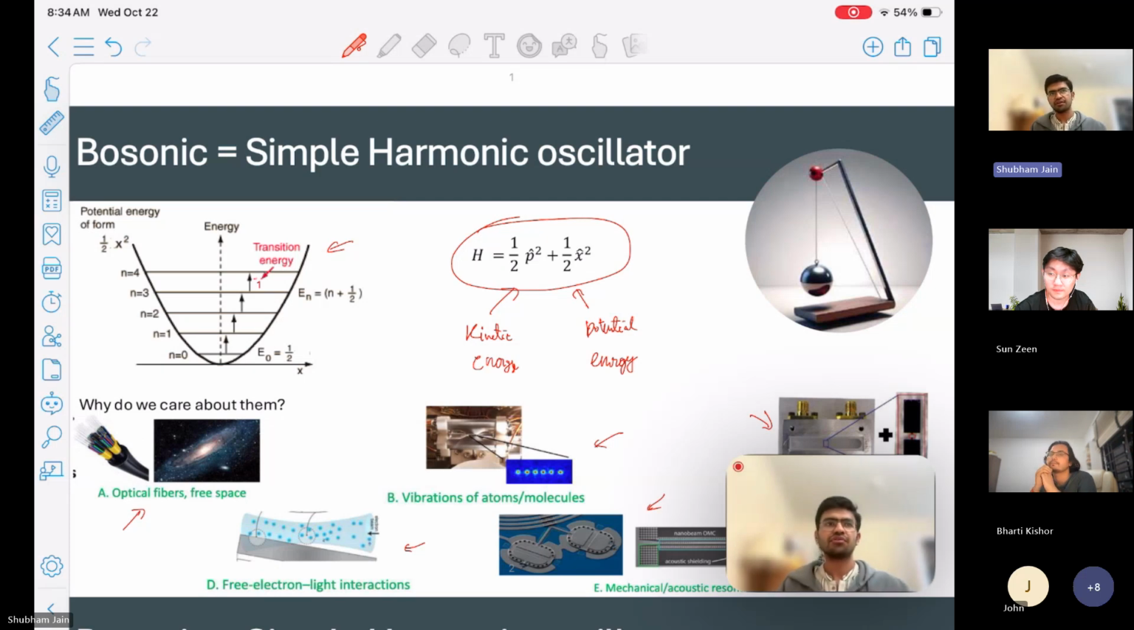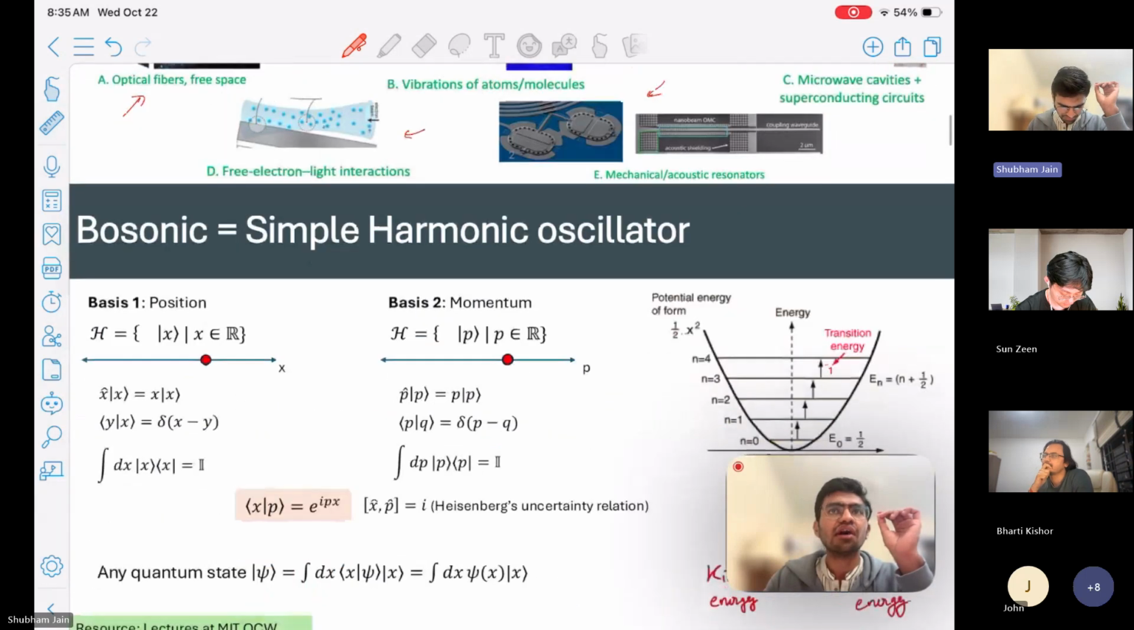Then we have other things like these electron light interactions, these mechanical optical resonators. So these are all very different systems, but if we look at the spectrum of these systems, they all turn out to be, to a good approximation, just simple harmonic oscillators. So if we have reasonably good control over these things, then we can take advantage of the various different kinds of properties these have and encode our quantum information in these systems. And we'll see some of the advantages in some of the later slides.